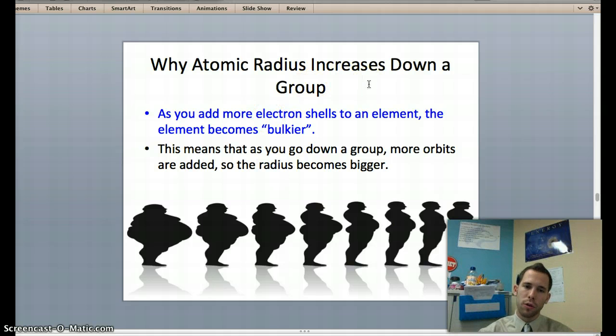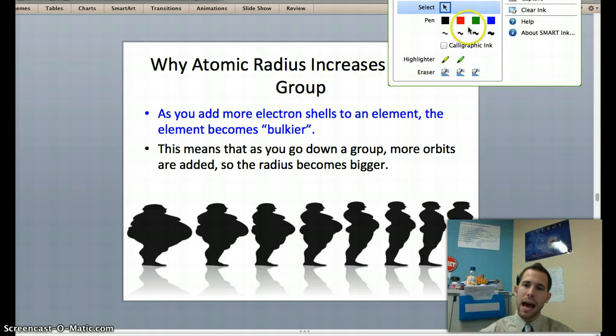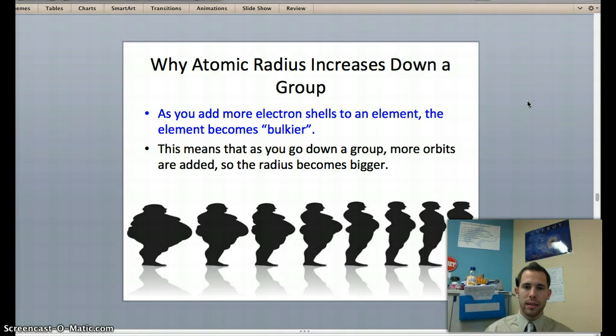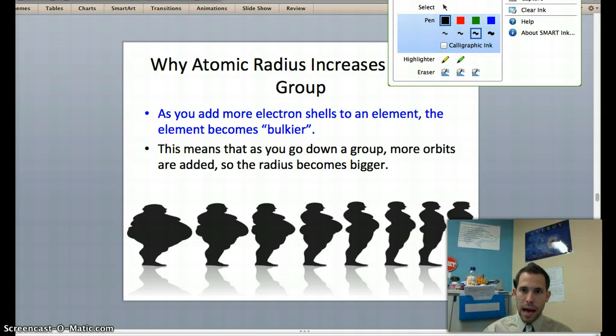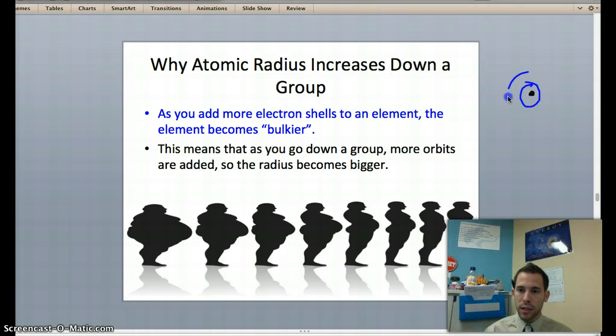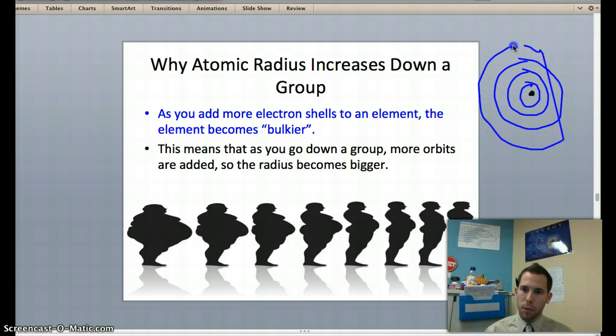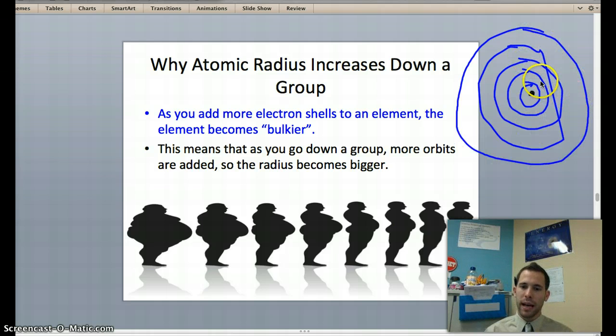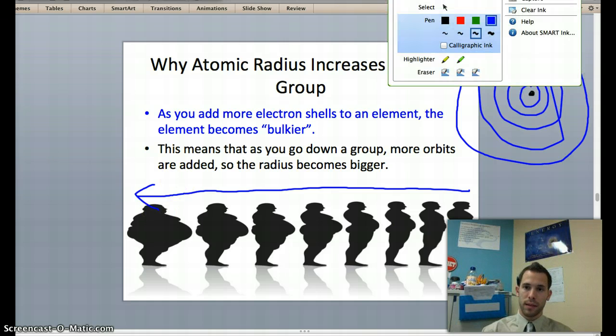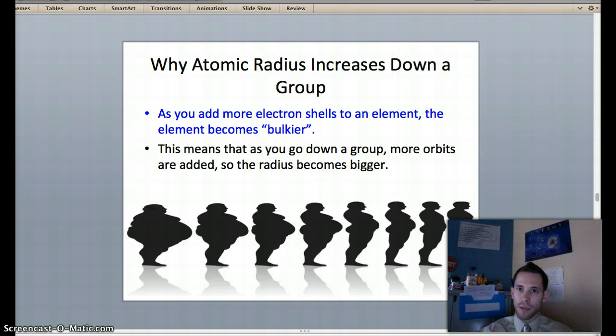Why does it increase as you go down a group? Essentially what happens is that as you add more electrons to an element, as you add more shells, the element becomes bulkier. Essentially it looks like this. As you go down a group, you have one electron orbital at the top, maybe two in the next one. As you go down, you keep adding more electron orbitals, and more, and more. You get the picture. It gets bigger and bigger. As we move down, the element gets bulkier and the radius becomes larger. As it gets bigger, it also gets weaker. Remember that as well.